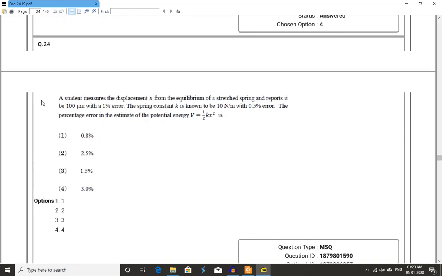Error calculation is the easiest question asked. Delta V by V is most easily delta K by K plus 2 delta X by X. Delta X by X is 1%, so 2 into delta X by X is 2%. Delta K by K is 0.5%. So delta V by V equals delta K by K, which gives you 0.5%, plus 2 into delta X by X, which gives you 2%.